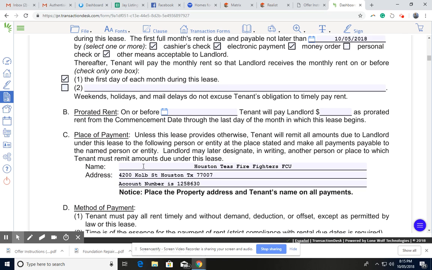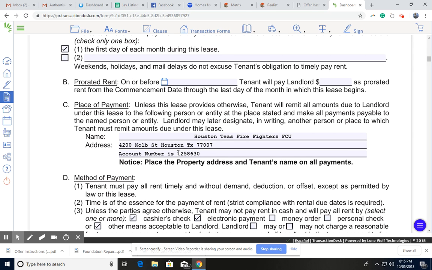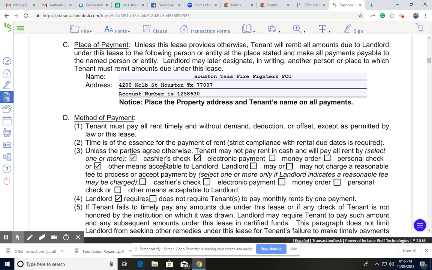Place of payment, this is very important. Now, like in this case here, this owner, he wanted his payment collected, deposited into his bank account. He didn't want to have to worry about picking it up, and it's just a bit more convenient for him. So we have to make sure that we have this correct address. In this case, it was a credit union, along with the account number and the address, so they can go and make those payments, right?